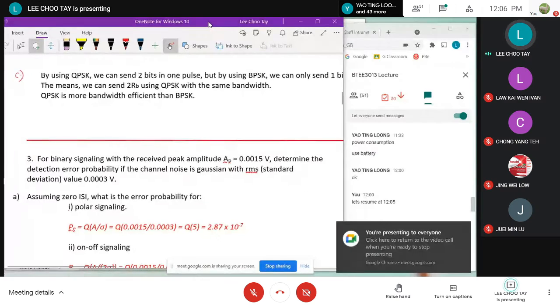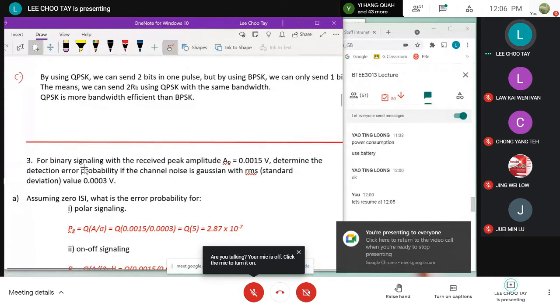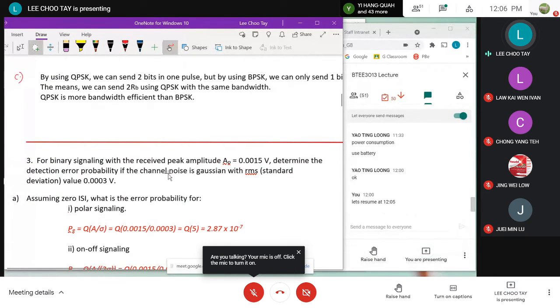For question 3, we have binary signaling with a received peak amplitude of 1.5 millivolt. Determine the detection error probability if the channel noise is Gaussian with an RMS value of 0.3 millivolt. Assuming 0 ISI, what is the error probability for polar signaling?